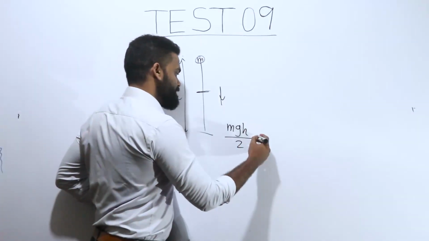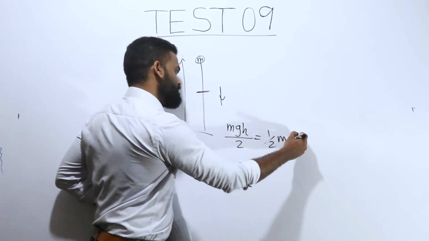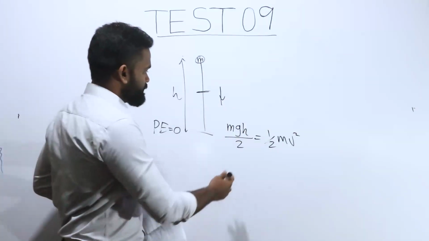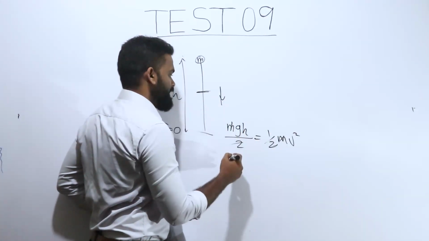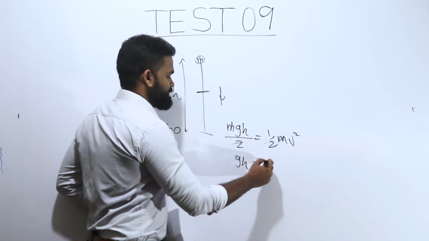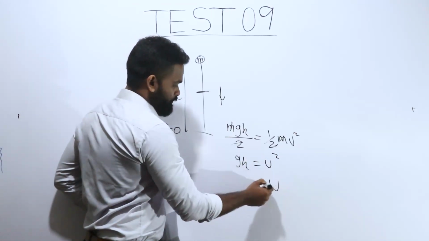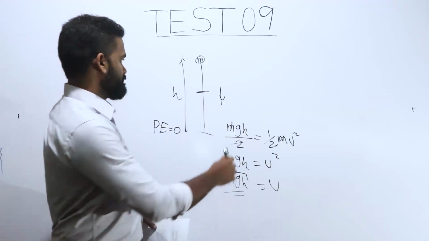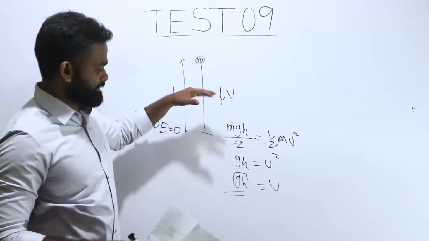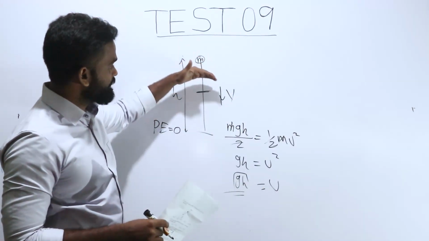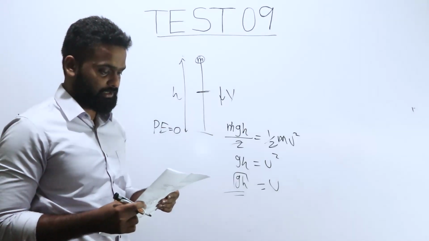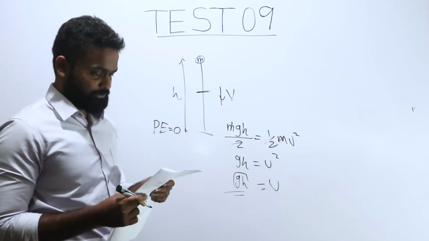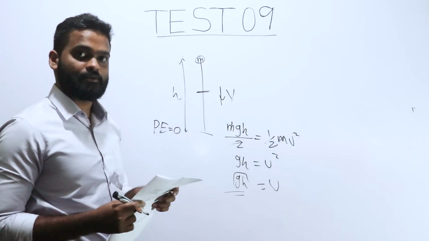So mgh over 2 should be equal to half mv squared. So half cancels off, m cancels off. Then gh equals v squared. v is equal to the square root of gh. So that is the velocity when it loses half of its potential energy. So the answer should be the second one for the 7th question.